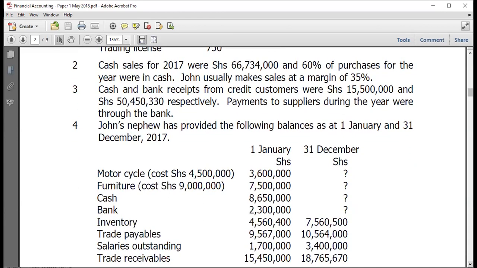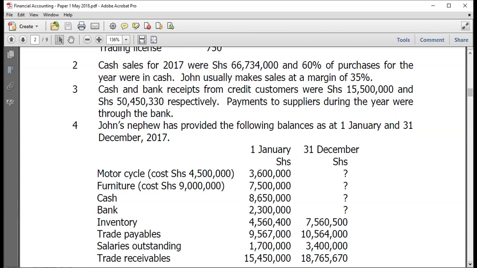So on 1st January, we have a motorcycle costing 4.5, and they are giving us 3.6. Now that 3.6 is the net book value, okay? The 4.5 is the cost, and the 3.6 is the net book value, which is net of the accumulated depreciation, okay? Important to understand. Then we have furniture. The furniture cost is 9 million, and then the net book value is 7.5. Okay, so that's important.